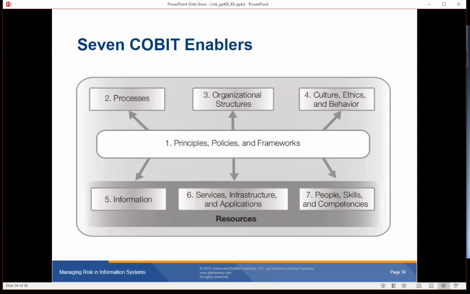Number 5, you have information, which is that organizations rely on accurate information. This is true for both operations and governance. Number 6, you have service, infrastructure, and applications. Organizations basically rely on IT processing and service providers for these elements. And finally, last but not least, is the people, skills, and competencies. Successful completion of activities is dependent on these enablers.